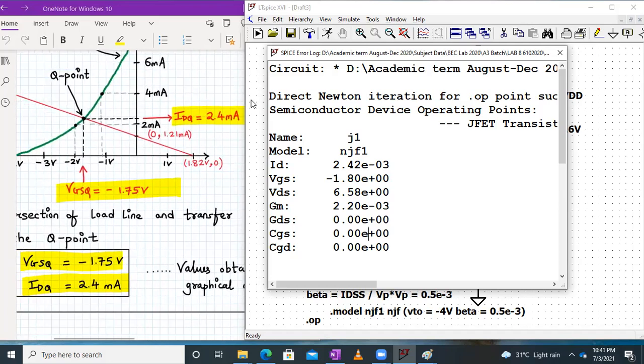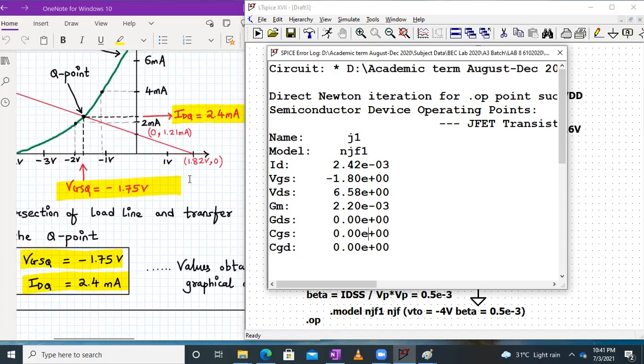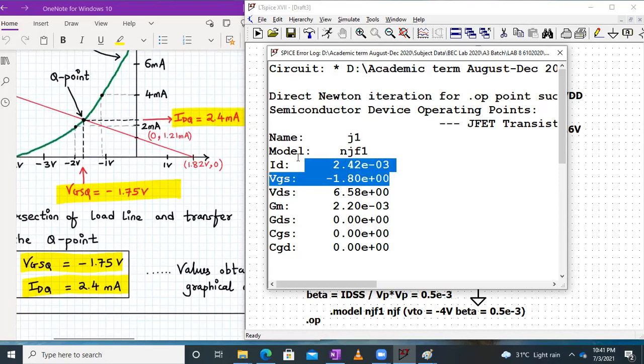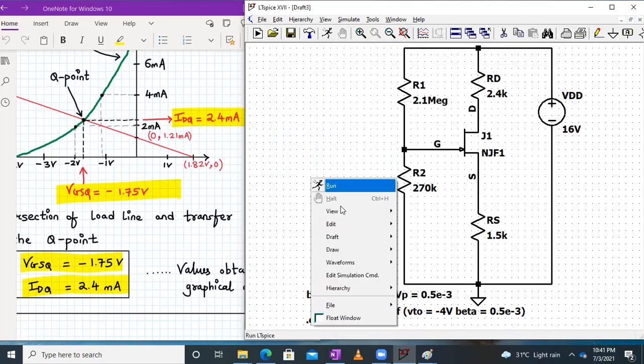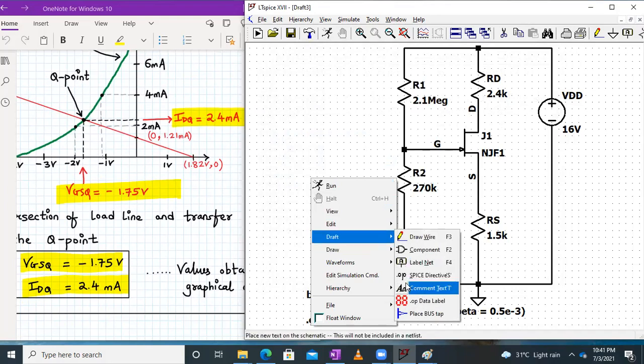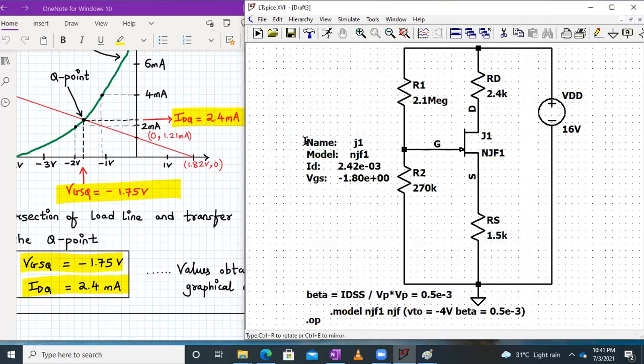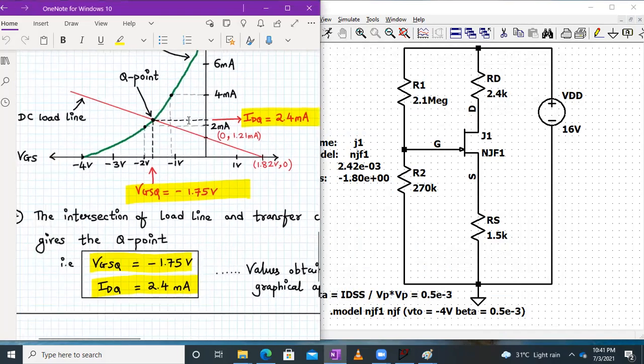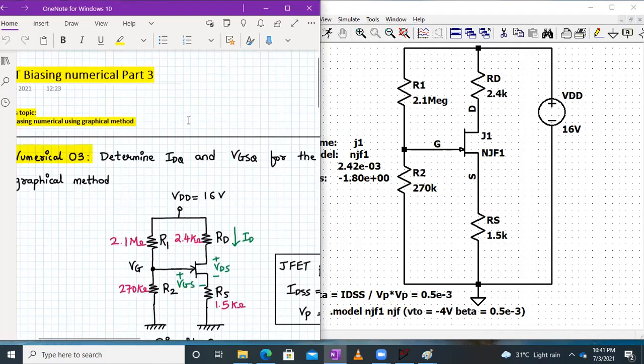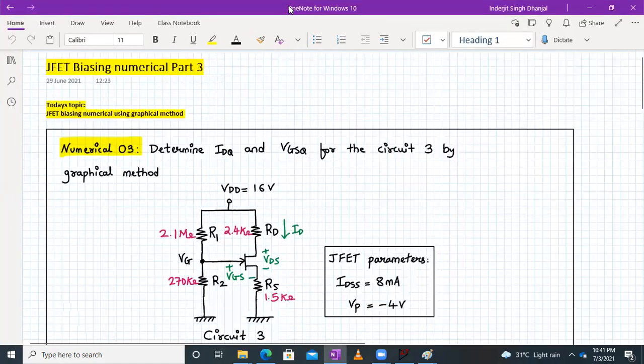In the graphical method, max you can go is 2.4 milliamperes, and VGSQ is minus 1.8. So yeah, it's coming quite close. If you solve it by formulas, you will get the exact values. So these are the values which we are getting, which is absolutely correct. Let me add those values over here. Yeah, so this voltage divider bias is giving us the proper values, and these are cross validated with the graphical values which we have obtained. So this was about numerical number 3. Let us move on further.